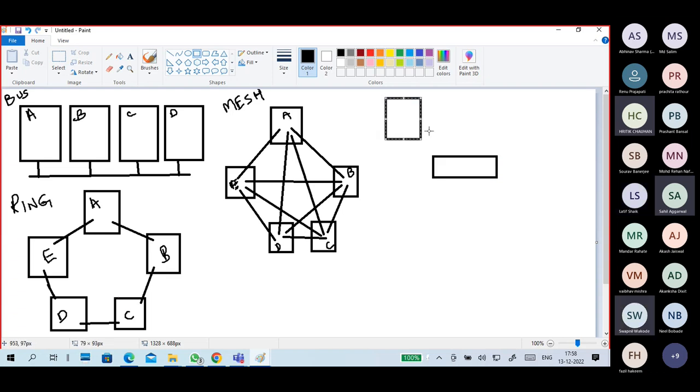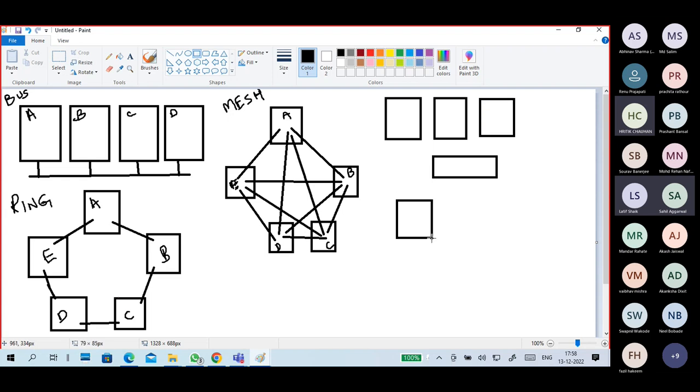Sir, in mesh, every device can communicate with each other directly, right? Yes, we can communicate directly. In storage area networks, like SAN storage, server to server meshing for redundancy purposes, and core routing places, we use this kind of mesh.